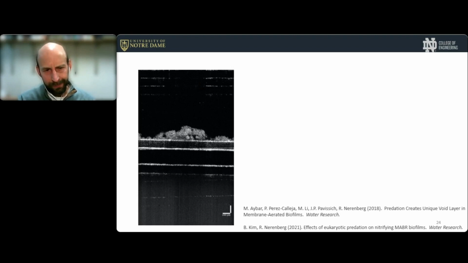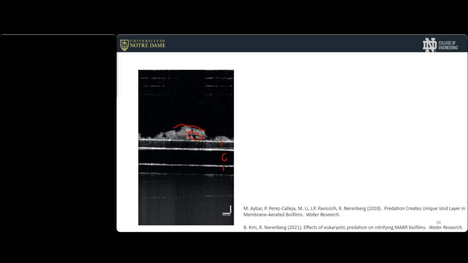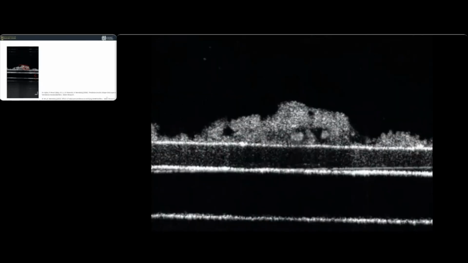So this is a blow-up of that same membrane. So here's, again, the membrane. This is the lumen. And here's the biofilm. And I want to point out that this is a void. And I'd like to show you a video of what's happening in that void. Again, it'll repeat twice. I'd like to point your attention to the interior of the biofilm and to some movement.